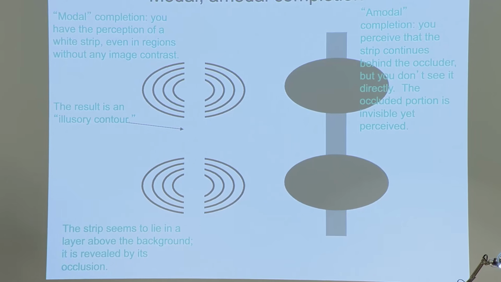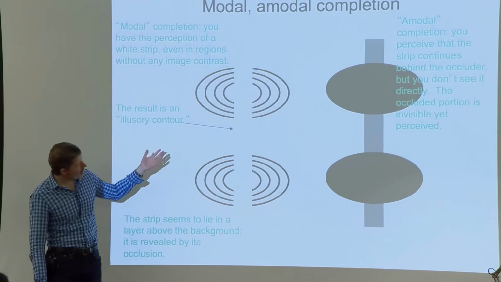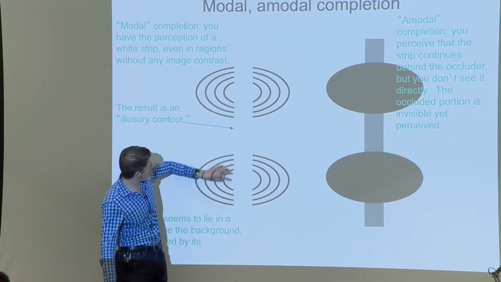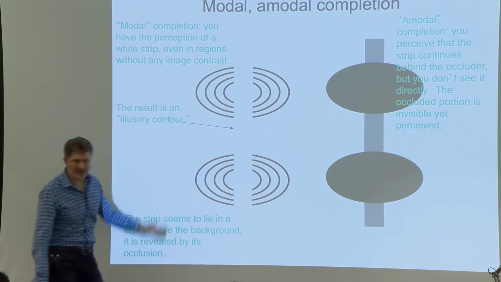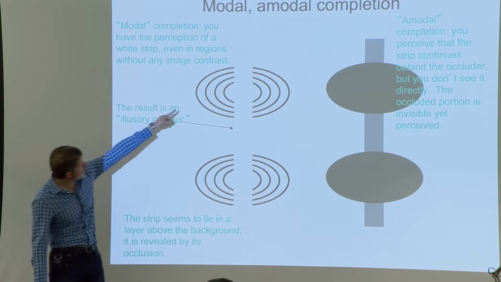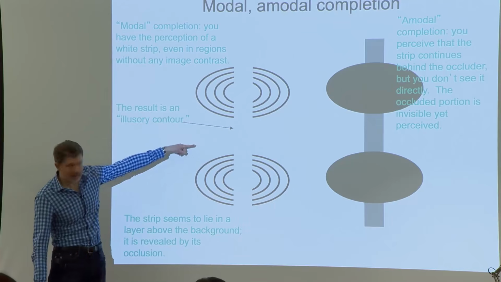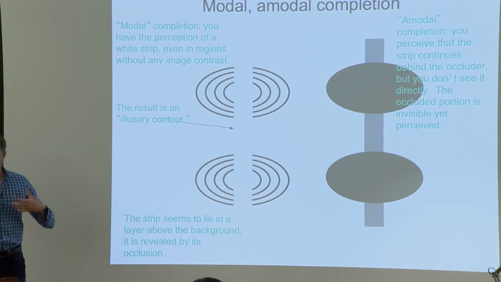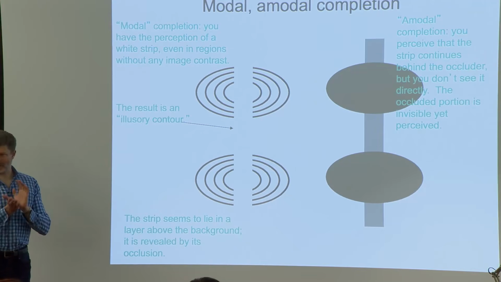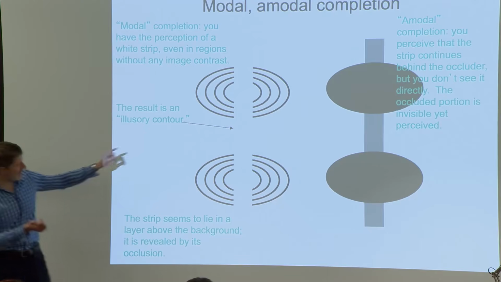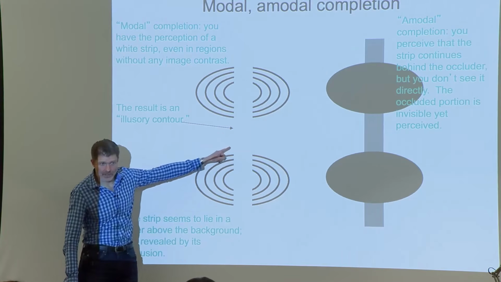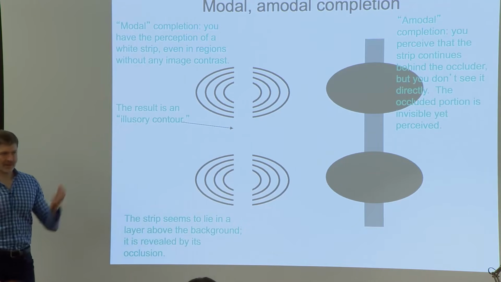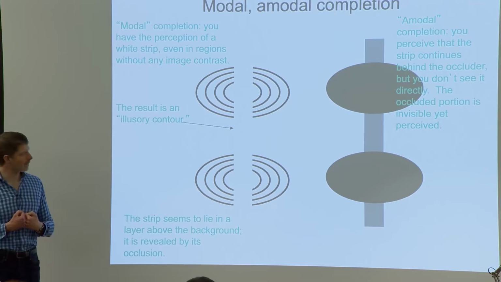Okay. So these are often referred to as completion, in the sense that there's local evidence here, and then there's something that gets completed that causes you to see something in the absence of local evidence. This one is often referred to as modal completion. This is typically referred to as amodal completion. Okay, so modal, I think it's Latin or Greek, refers to sensation. And so the idea is that you're actually seeing the contour here. Here, you're not actually seeing it. It's amodal. But there's still some sense in which you're representing a completed contour.